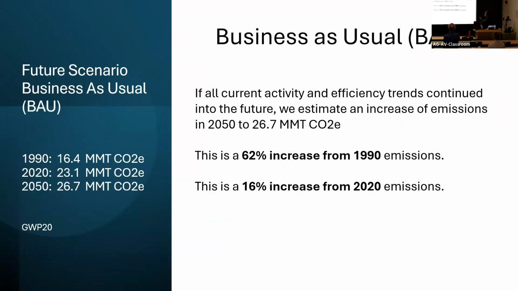So to summarize the data so far, if all the current activity and efficiency trends continued into the future, for the business as usual, we estimate an increase of emissions in 2050 to 26.7 million metric tons of CO2 equivalents. This is a 62% increase in 1990 emissions, and this is a 16% increase in 2020 emissions, okay?